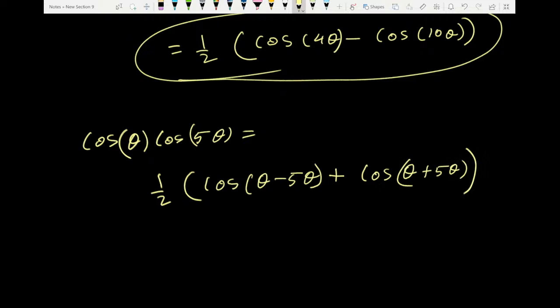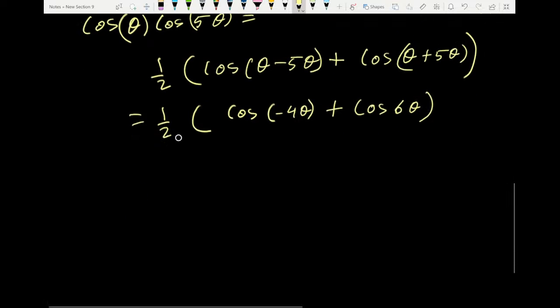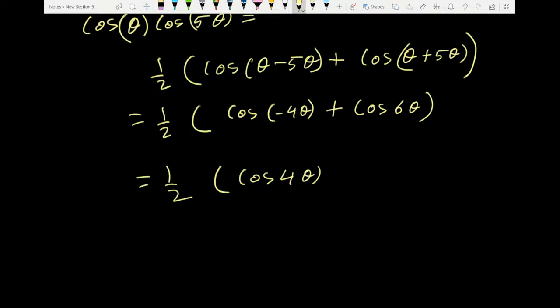And this simplifies a little bit more: cosine of negative 4 theta plus cosine of 6 theta. Also, you cannot divide that 2 inside that. The 2 stays outside, and this is just positive cosine of 4 theta plus cosine of 6 theta. That's my final answer.